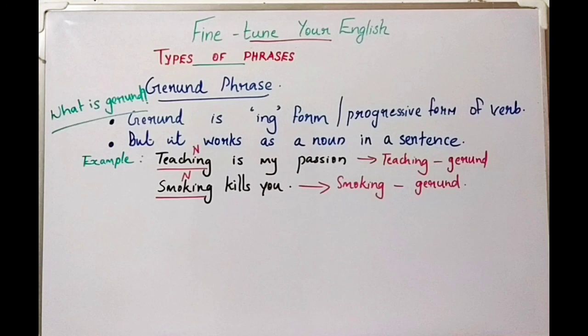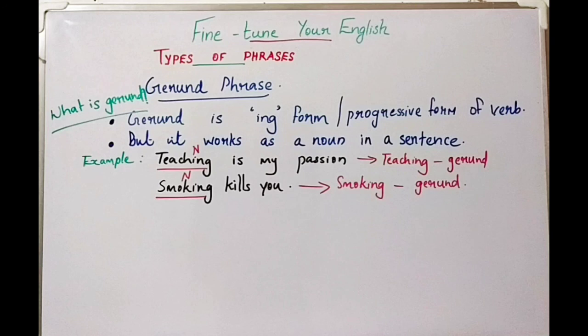We have seen it's a form, progressive form or ing form of a verb. But what function does it do in a sentence? It's the function of a noun. So in form it appears like a verb, but in function it is a noun. That is a speciality of the word gerund.